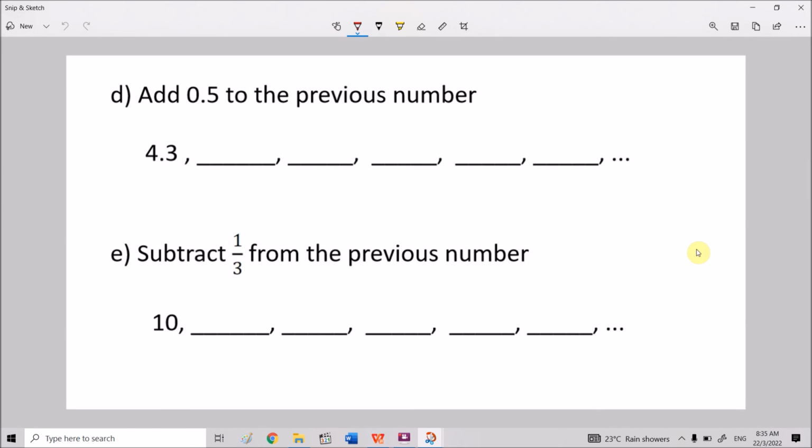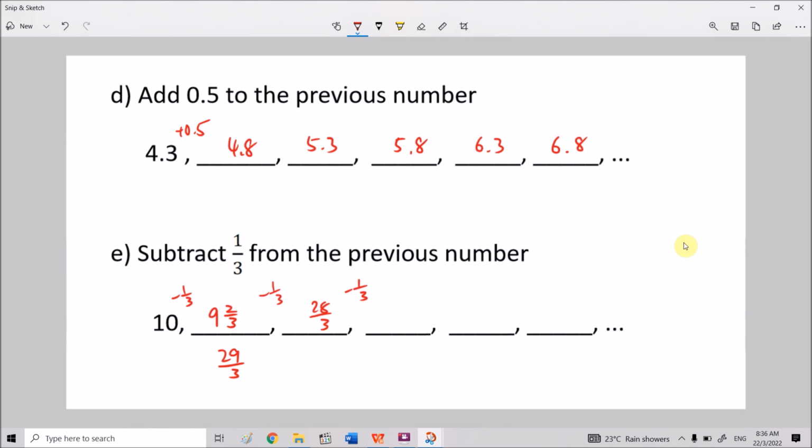Adding 0.5 to the previous number, so we just add 0.5. You get 4.8, 5.3, 5.8. The last example here, you subtract 1 over 3. You can write the answers in fraction form, either as a mixed number such as this, or you can write it as this. Then you subtract 1 over 3 again, you get 28 over 3, and then subtract 1 over 3 again, I get 27 over 3, and again, I get 26 over 3.